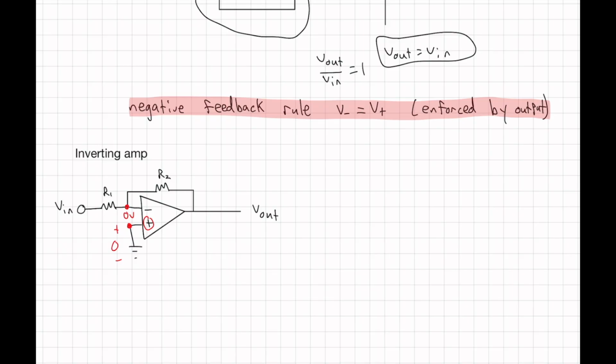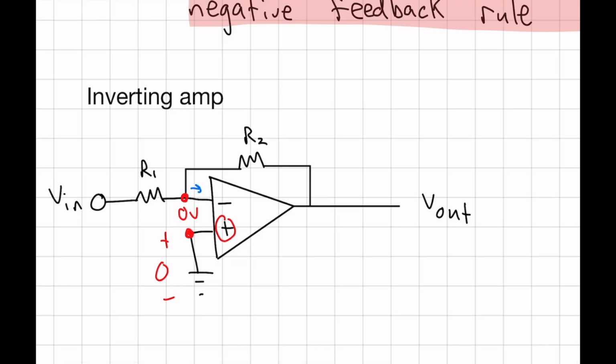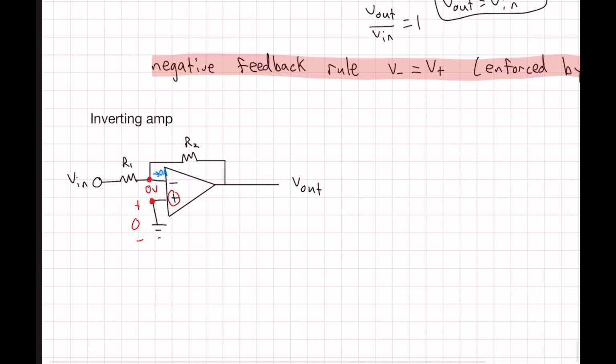Now, the other assumption here is that the current coming in through here is 0 amps because there's high input impedance, right? So what we can essentially do is deconstruct this circuit. We have something that looks like this. We have V in, and we have R1. We have a branch that comes off towards 1 giga ohm. So basically 0 current comes through here.